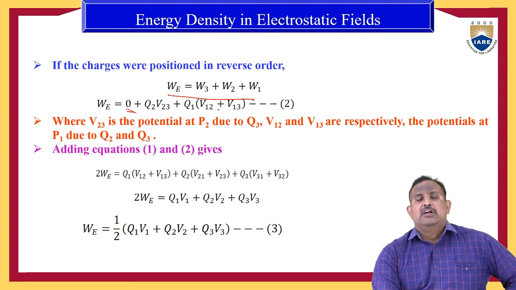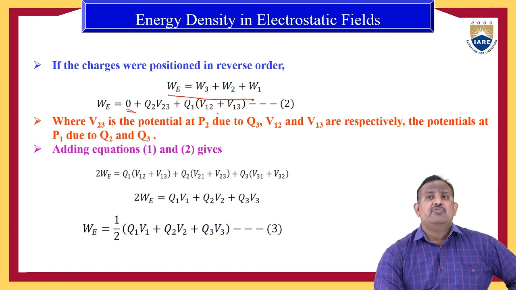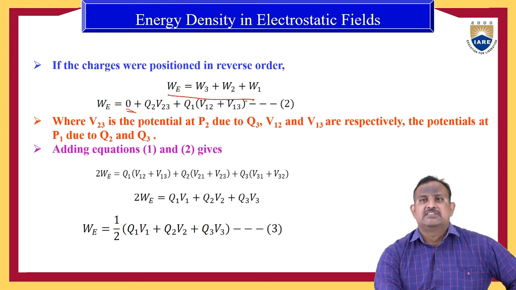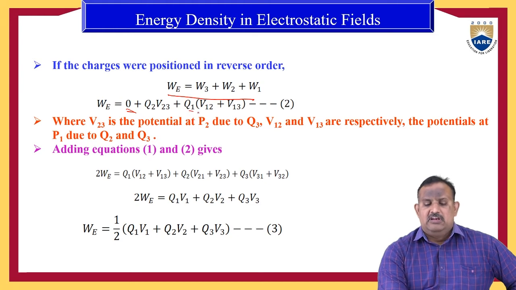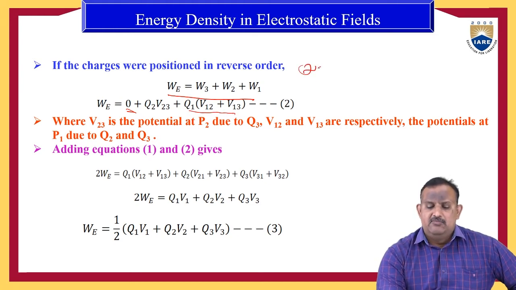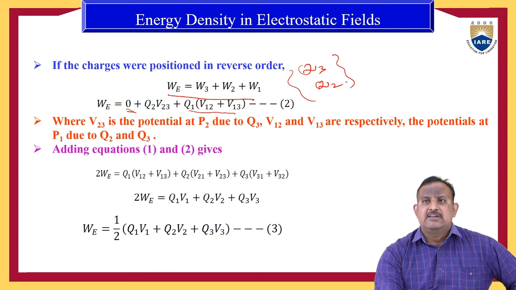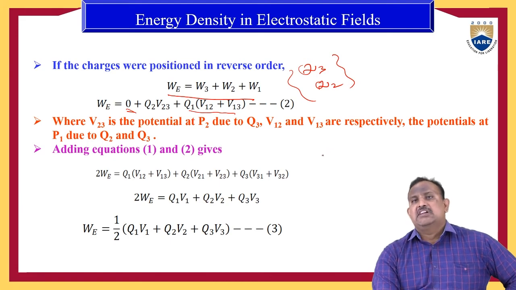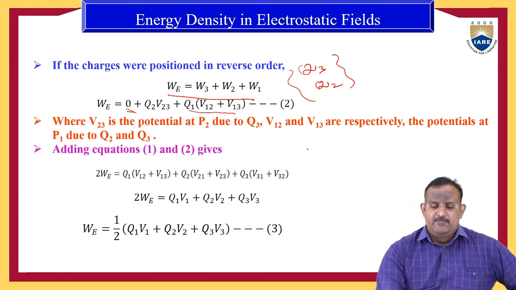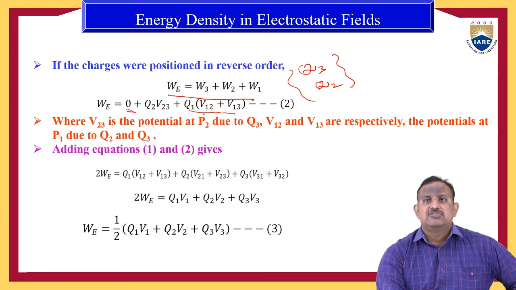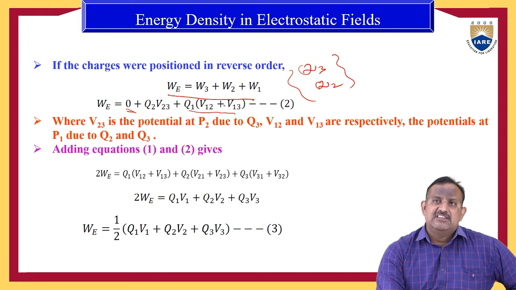Next, the third one: we need to do some work in moving a point charge Q1 from infinity to point P1 in space. Already we have charge Q3 and charge Q2 in space. These two will influence the work done required to move point charge Q1 from infinity to space. Therefore, the total work done is charge Q1 times V12 plus charge Q1 times V13, where V12 is the potential at point P1 due to point charge Q2.